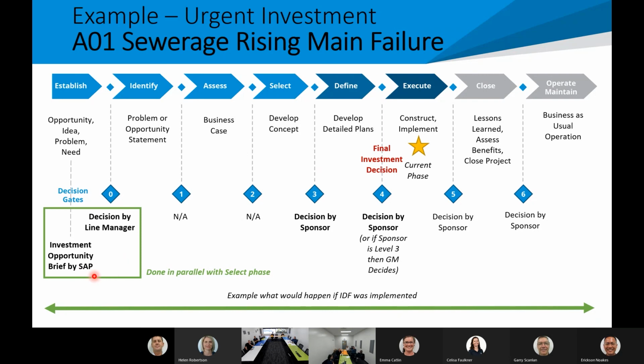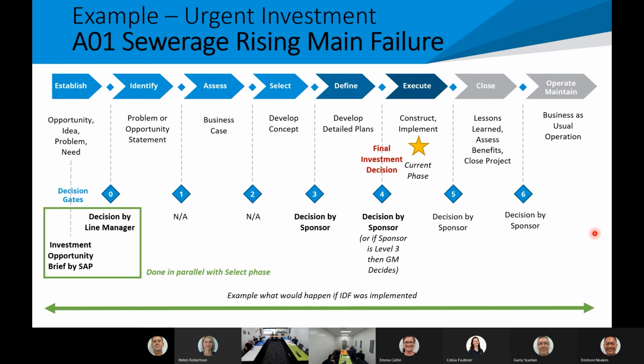So the intent is that we still have to establish this investment. But the difference is, you would still do the gate zero activities, but you're going to do it in parallel with this select phase. So we're going to allow the engineering teams to start doing any design or any investigations they need to do, but we're going to do it in parallel with getting our sponsors and our project numbers and everything set up. Again, the sponsor is making the decisions and we step through exactly the same way.